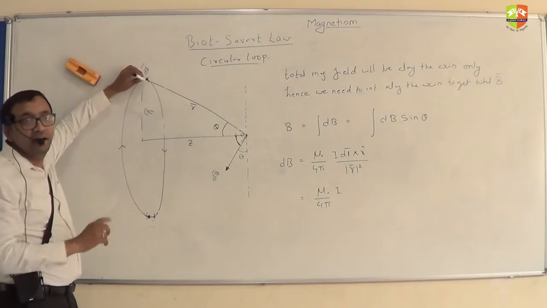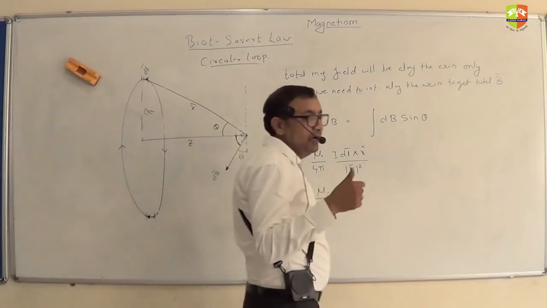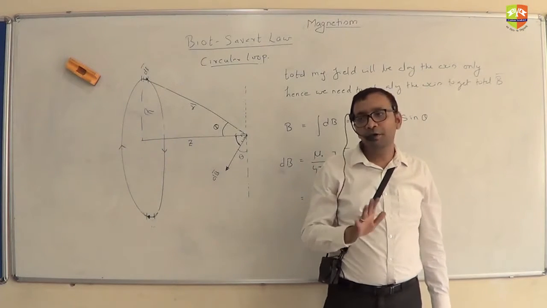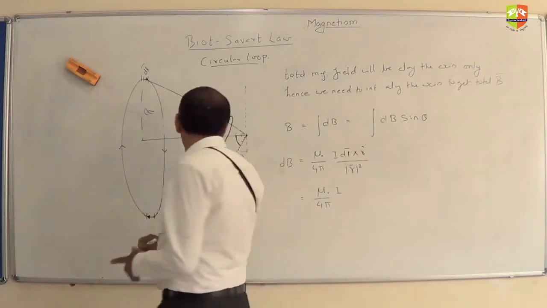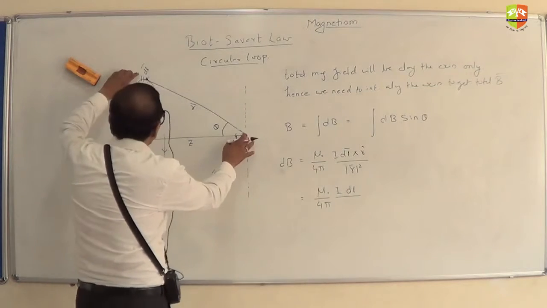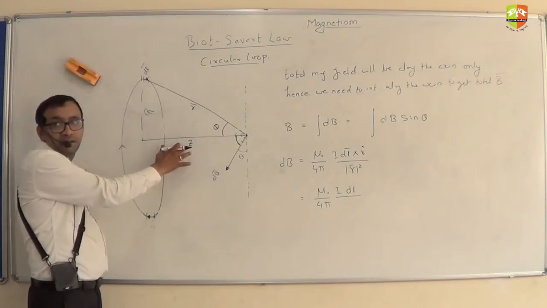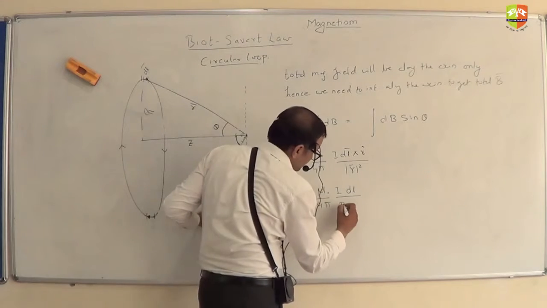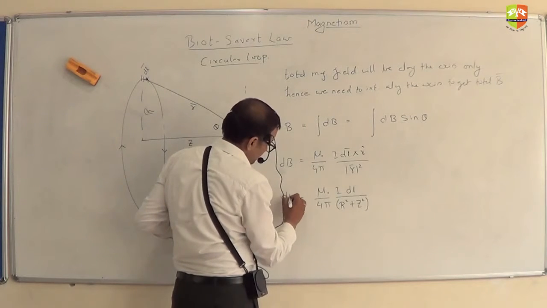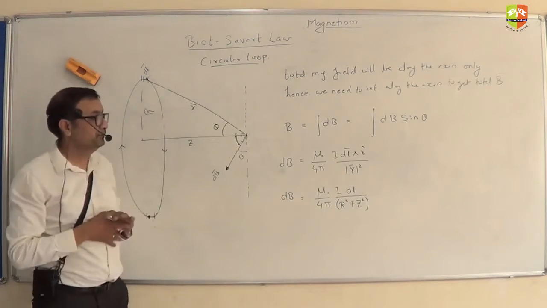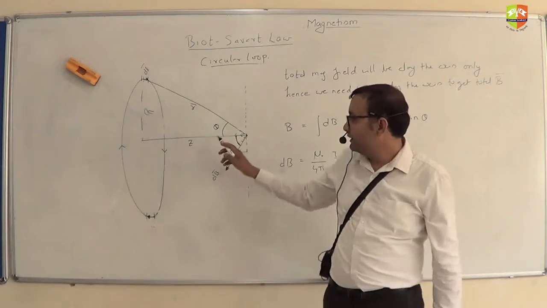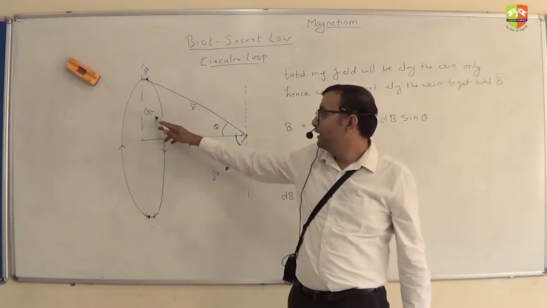This dl is going inside the board. The entire board is perpendicular to the dl, so anything on the board is perpendicular to dl itself. Okay? So this is just I into dl divided by what? This distance square, which is R square plus z square. This is dB. Now you know what sin theta is also. What is sin theta? Look at the diagram. R divided by this distance.